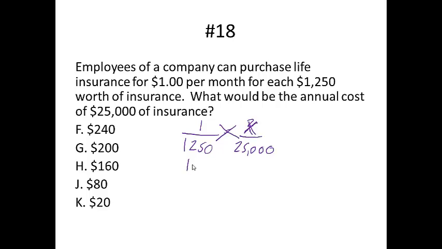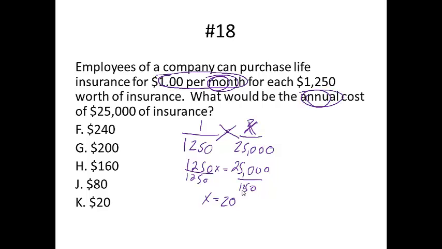Let's cross multiply. I'm going to get 1,250x is equal to 25,000. And if we divide both sides by 1,250, I end up getting 20. But then we have to be really careful because this dollar was every month, and it asks for the annual cost. So this is actually $20 per month. So if I want an annual cost, I will have to multiply by 12. And when I do that, I get $240 would be the cost of the life insurance.